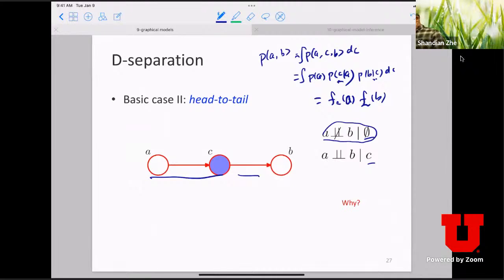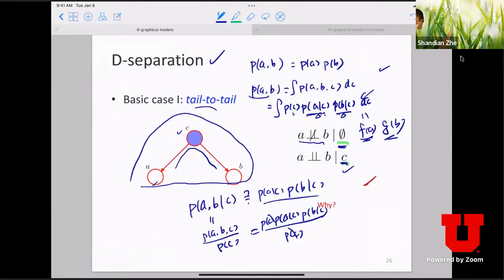However, if you look at the second fact, that is, given C, whether A and B are conditionally independent. If you calculate this according to this structure, it's fairly easy to show that this is essentially the conditional probability of A given C times the conditional probability of B given C. I will leave it as an exercise for you to verify this. Following the same idea, you can do the analysis for the tail-to-tail case.